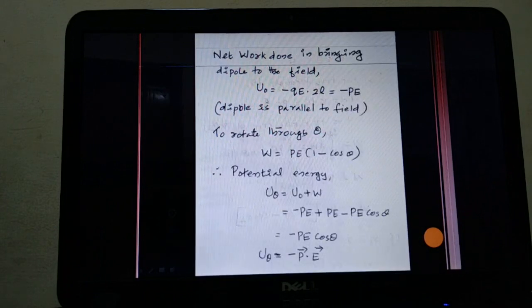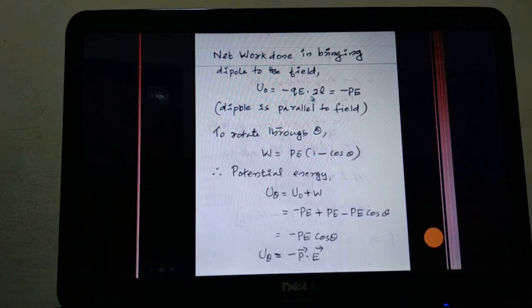So the net work done in bringing the dipole to the field will be U0. That is equal to minus qE into 2L, which is q into 2L, you can take it as P, that will become minus PE. This U0 comes as the extra work required to move minus q through an extra distance 2L.